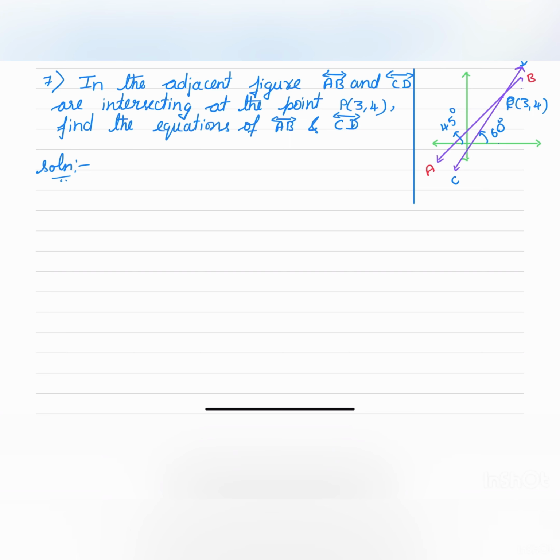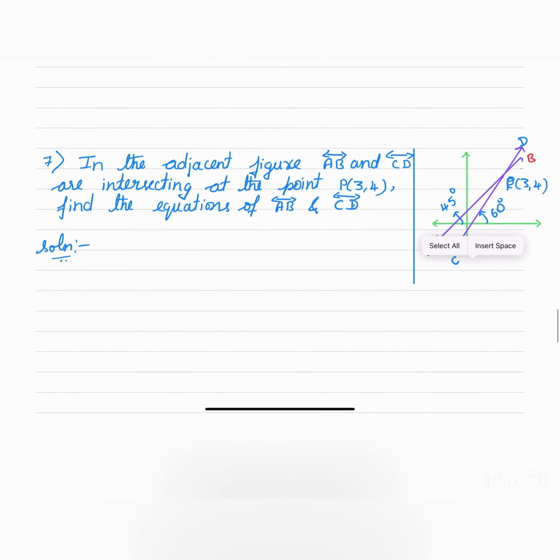If we observe it, the angles here are the inclinations, 45 and 60 degrees. CD has the inclination 60 degrees and AB has the inclination 45 degrees. Let us start our work with the formula y minus y1 is equal to m into x minus x1. Now we have to find m.